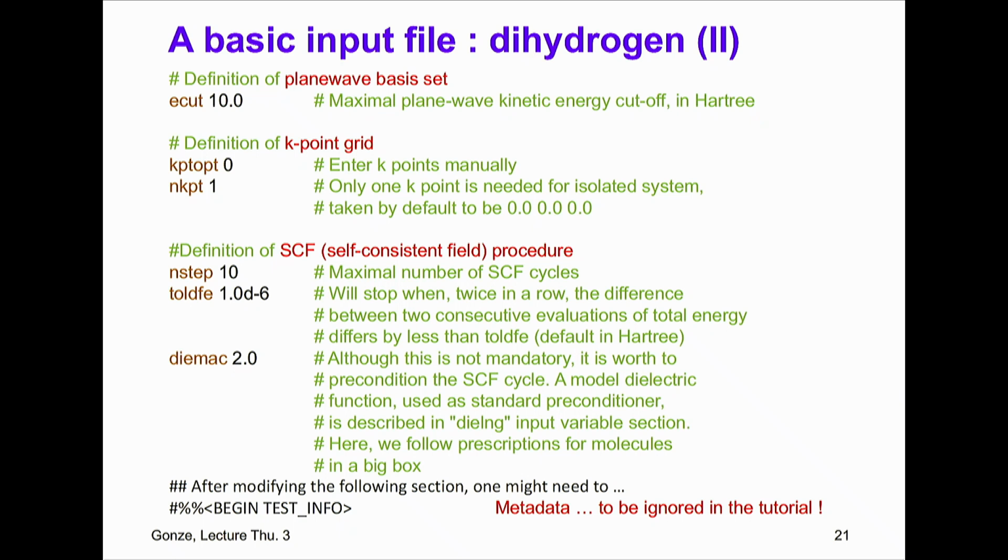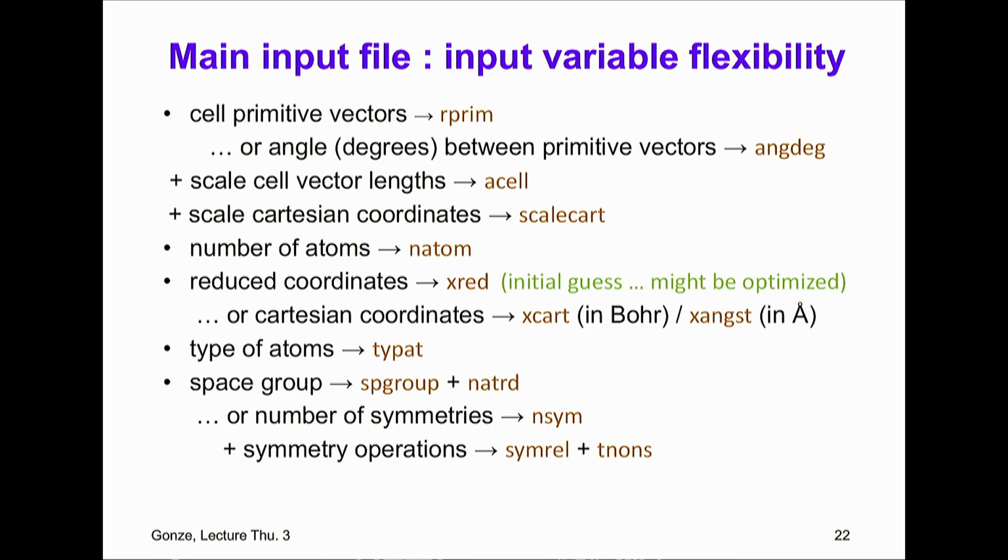Then in the tutorial, we'll find that all input files have some added information after this double sign. These are metadata for the automatic testing. So do not worry about this. You should not have a look at this. But it's also including a description of the test. So this might be useful nevertheless. Okay.